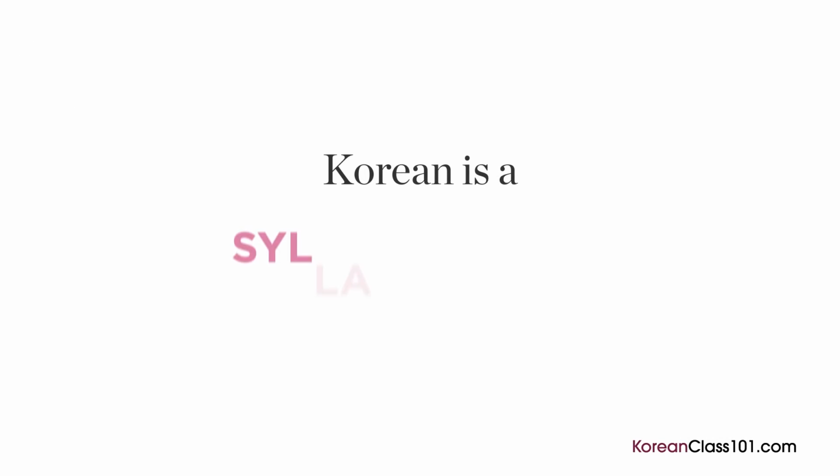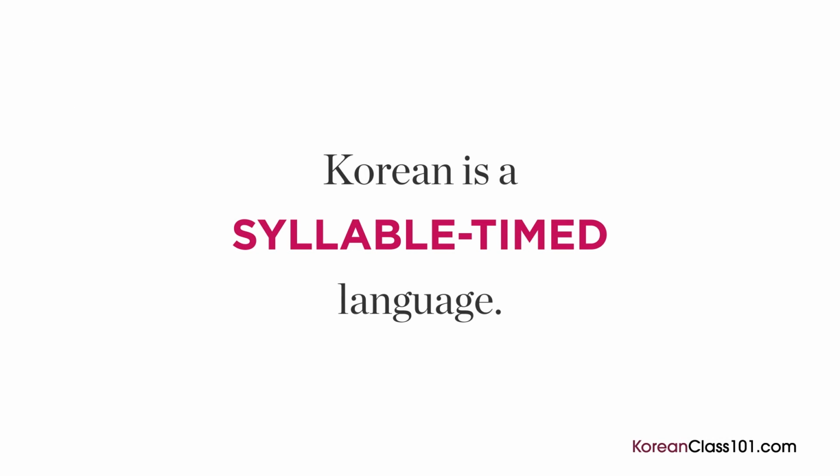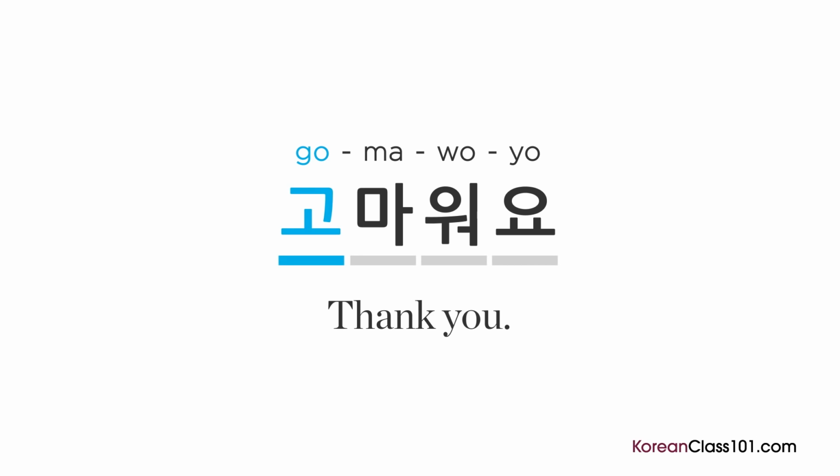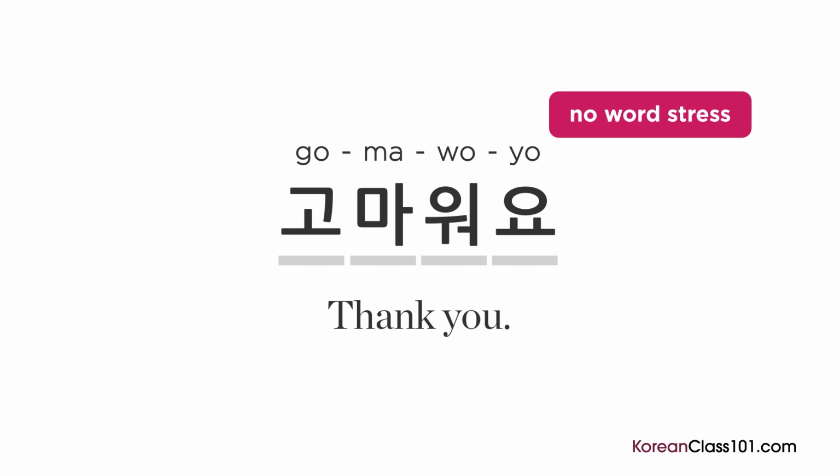Korean is referred to as a syllable-timed language. What this means is that the syllables in Korean follow each other at regular intervals, usually with the same amount of time allocated for each syllable. 고마워요. Each syllable is pronounced for an equal amount of time. 고마워요. Since Korean is a syllable-timed language, there is no word stress.